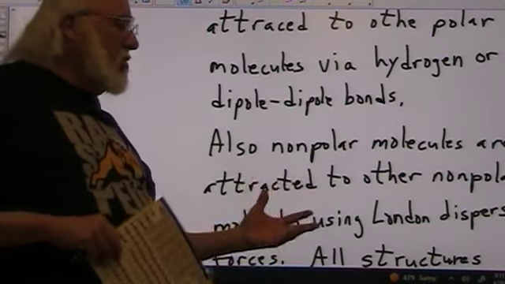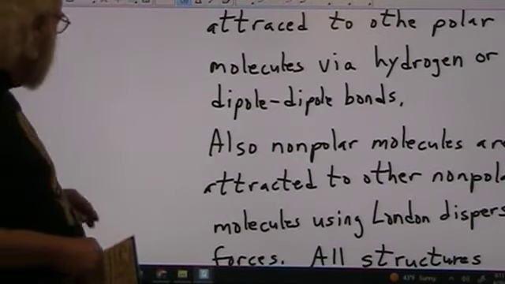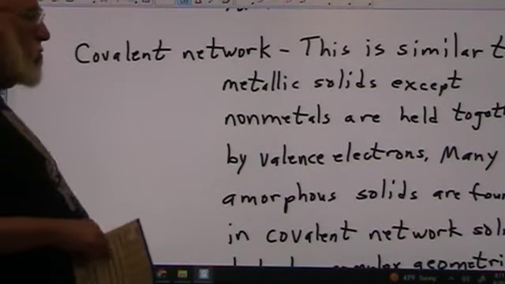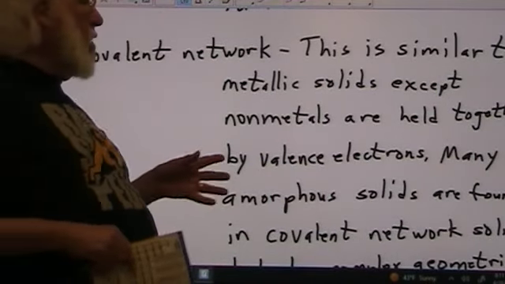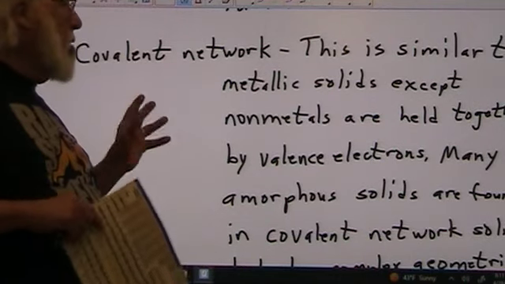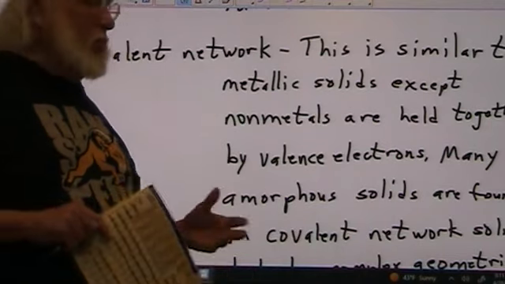Nonpolar is, like I said, completely nonpolar, but they are attracted by the instantaneous change of electrons. And the last one is the covalent network. Now this is a really interesting one. Covalent network is basically the non-metal version of metallic bonds. And a good example of this is carbon.